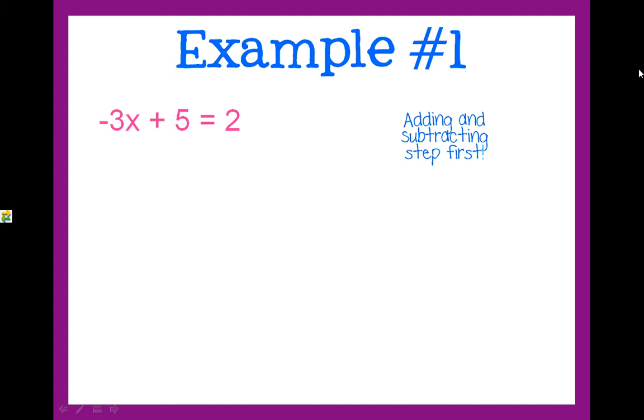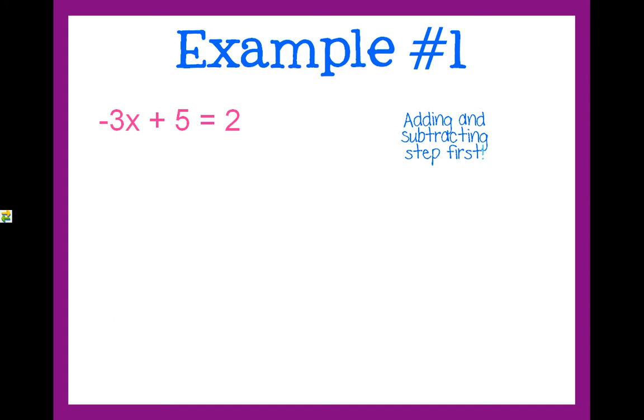But if you look here, you're trying to find x. Well, you've got -3 that's in the way, and you have 5 that's also in the way. We're going to get rid of the one that's farthest away from x. So right now, -3 and x are kind of snug, so let's go ahead and get rid of that 5. It's a little bit farther and easier to take away first.